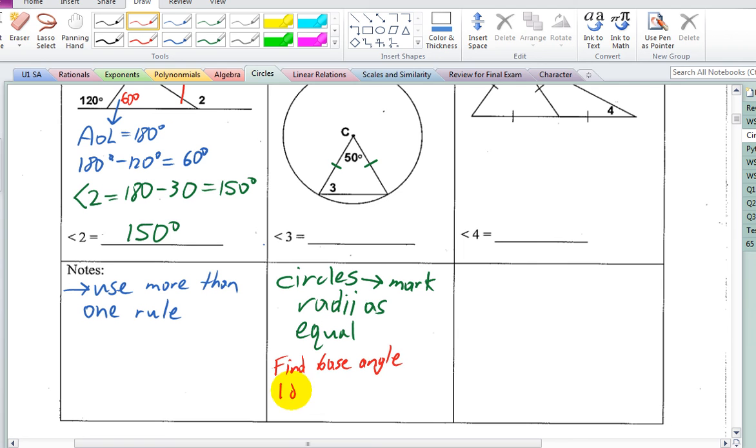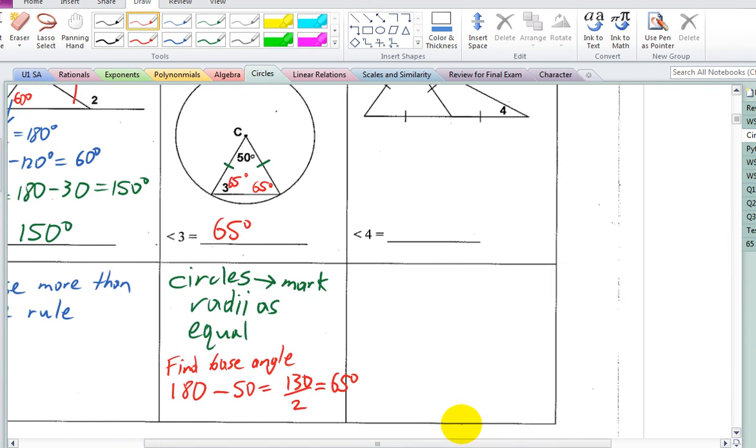So you have 180 degrees. What do you have to subtract? Minus 50. That equals 130. Now you have to divide it into two equal base angles. So it's going to be 65 degrees each. So angle 3 is 65, and the other angle is also 65. Okay? So you got to be a detective, know your rules, make up some flashcards.